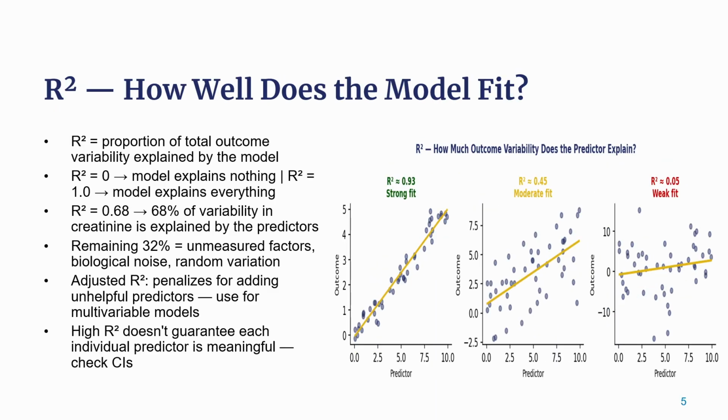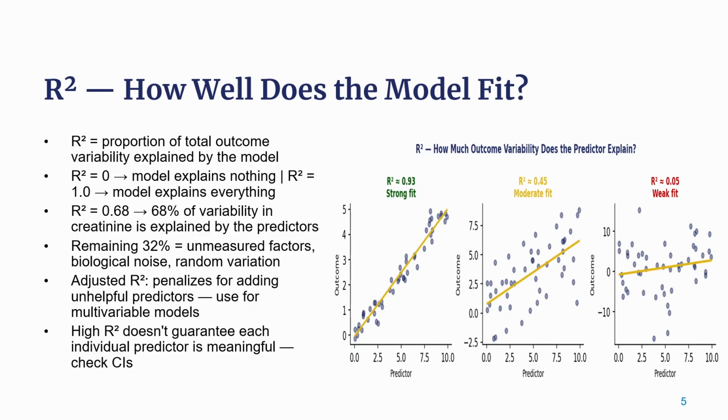R-squared is the model level summary statistic for linear regression. It tells you how much of the variation in the outcome is captured by your set of predictors together. An R-squared of 0.68 for a creatinine model means knowing age, blood pressure, phosphorus, weight, and sex explains 68% of the variation in creatinine between cats. That's reasonably good for biological data, where many unmeasured factors always contribute.